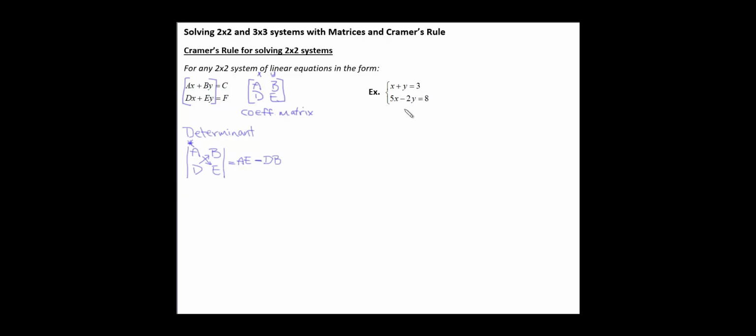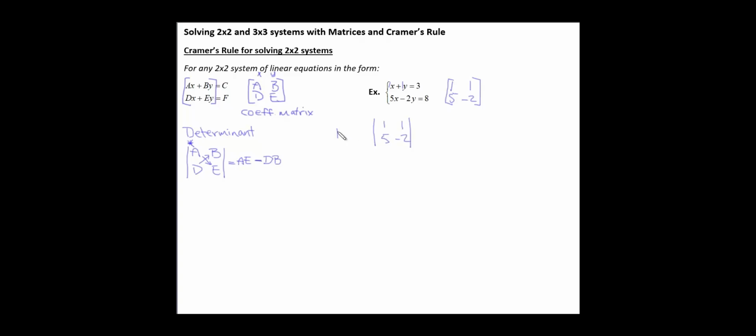So let's use our practice problem over here for now. My coefficients in front of x and y in the first equation would be 1 and 1, and in the second equation would be 5 and negative 2. There's my coefficient matrix. If we find our determinant, it's 1, 5, 1, and negative 2.